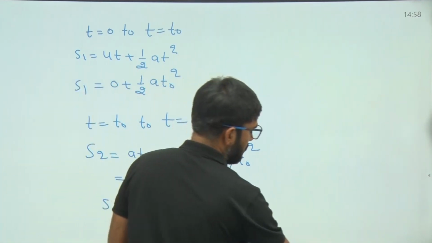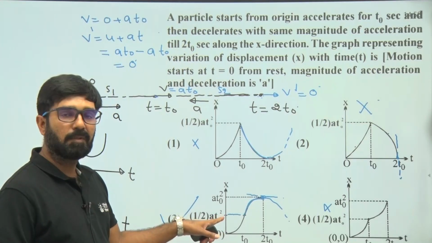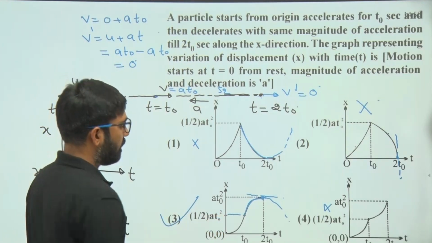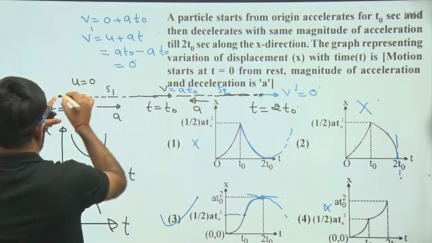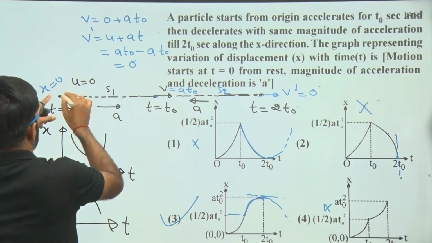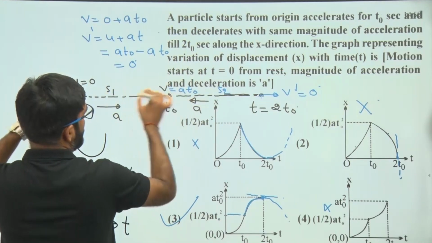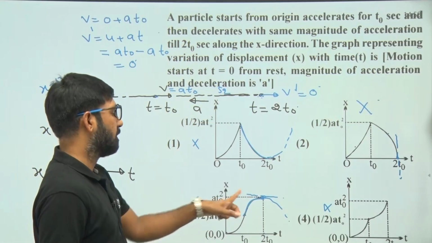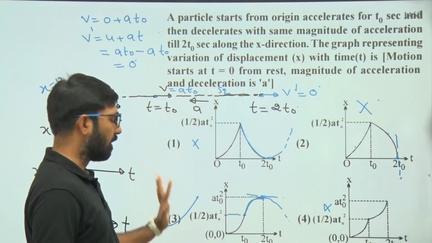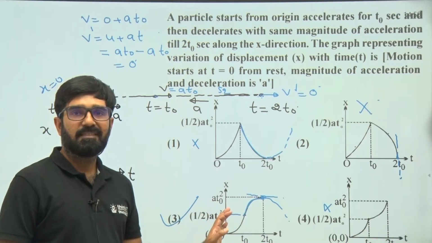So at t equal to t naught, S1 is half a into t naught square, the next coordinate will be half a into t naught square, and at t equal to 2t naught, final x coordinate is x equal to 0, that means origin. At t equal to 2t naught, final x coordinate equal to S1 plus S2. Then S1 plus S2 will be equal to a into t naught square. This graph represents this value, hence final answer is 3. I hope all things are cleared. Thank you.